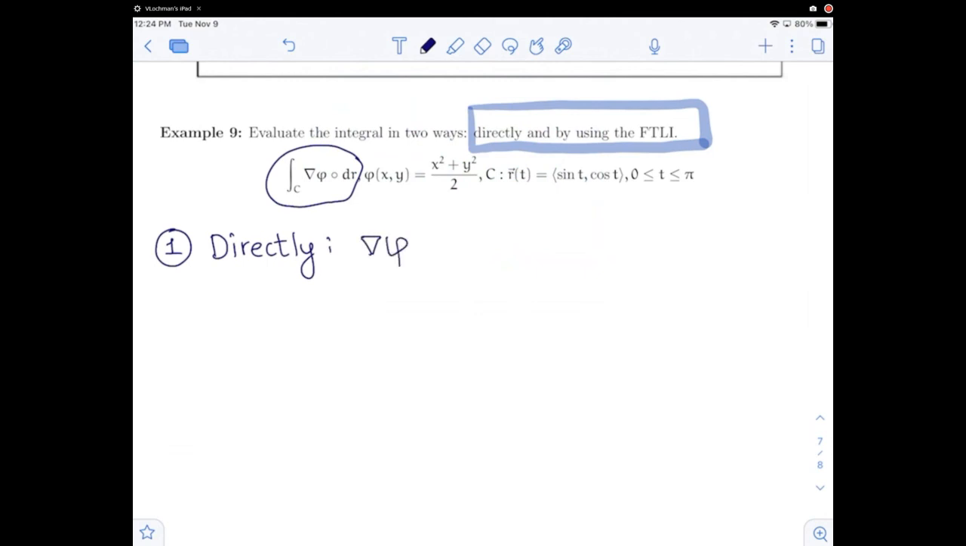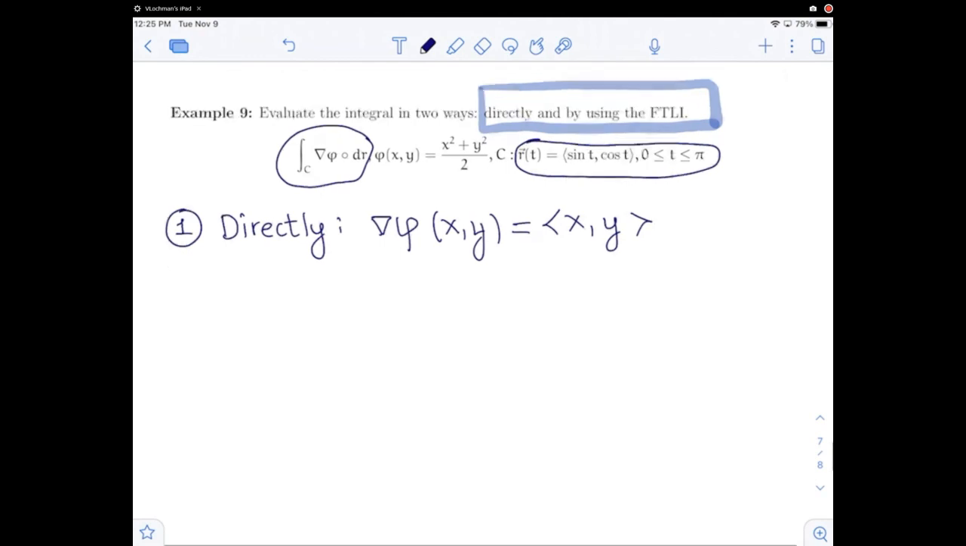What is our vector field? Well, the gradient of phi, sorry, what is it? It's going to be x, y. That's our vector field, okay? And then we can rewrite our field in terms of t. The parameterization is given to us. So this is sine t, cosine t, and t goes from 0 to pi. That's half a circle, and it's oriented which way? It's clockwise, right? Because you can see that sine and cosine are swapped.